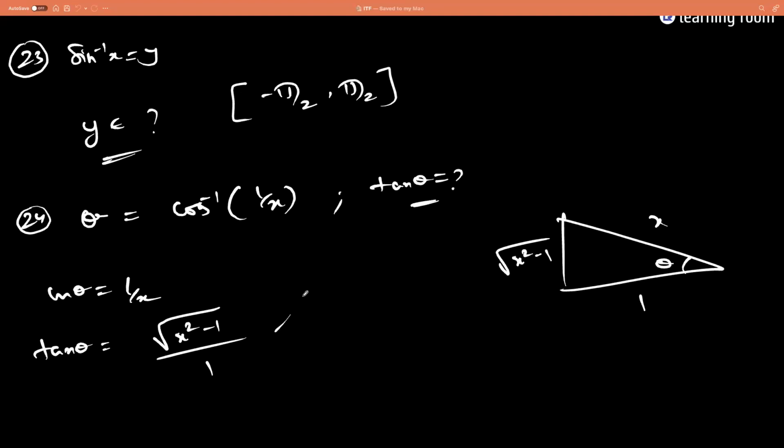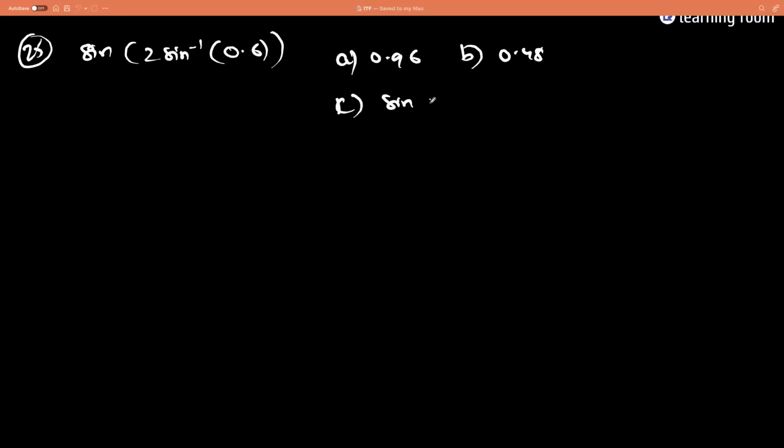Next, 25th. What is the value of sine of 2 sine inverse of 0.6? I'll give you the options also: 0.96, 0.48, 1.2. How are you going to approach this problem? Anybody with an idea? Any suggestions to me?